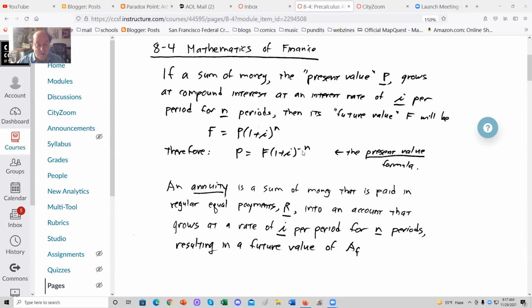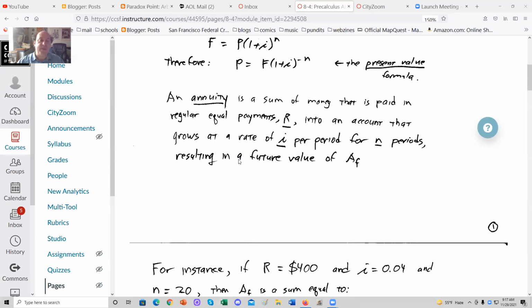A bird in hand is worth two in the future. So if you have F future birds and the amount of birds grows exponentially, then this is how much that future value is worth at present. So $2 later equals $1 now, if it will probably double in the intervening period.